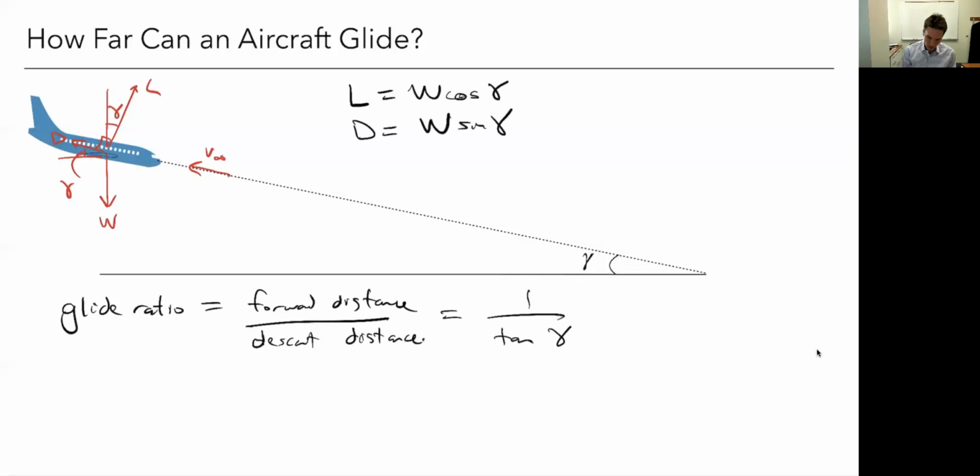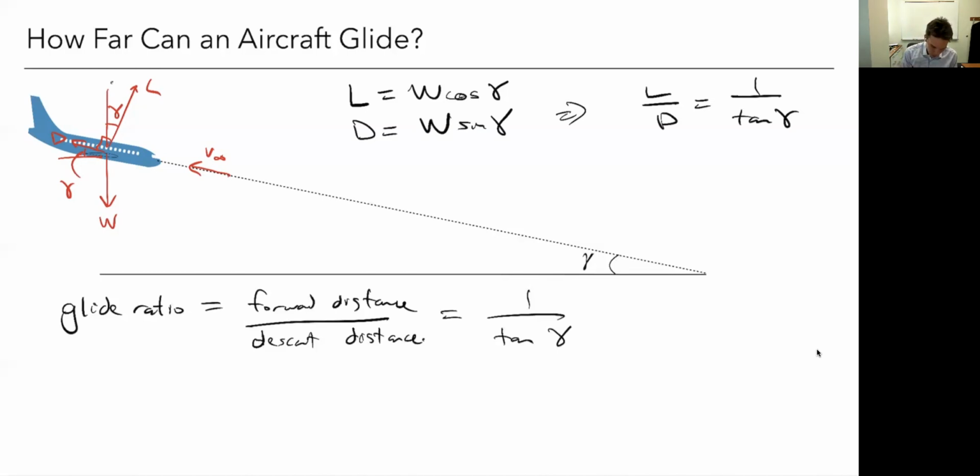So if I divide those, then I can see that L over D, lift over drag, is just equal to 1 over tangent of gamma. That shouldn't be surprising. We could actually have gotten this more simply without worrying about the weight, just because we know that lift and drag is perpendicular to gamma.